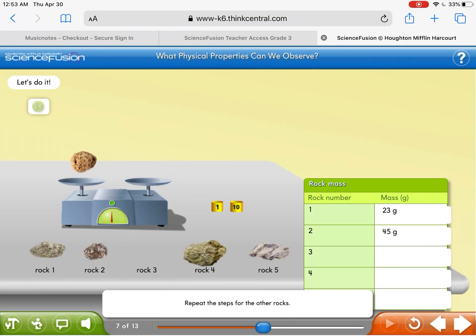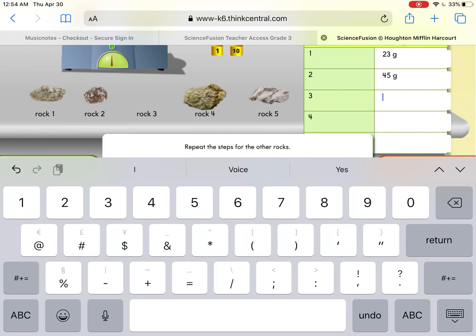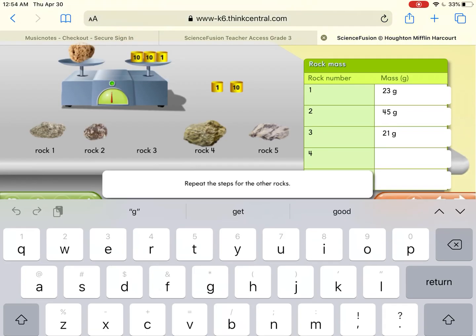Reset. I'm going to start with 10s. Alright, I'm very close to the middle, so I'm going to put 1 on. And that's all I needed. So 10, 20, and then 1. So 21 grams.